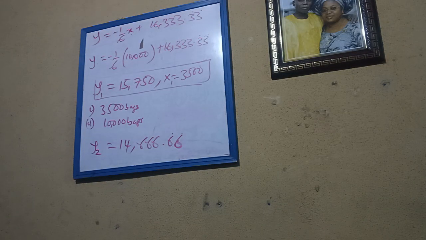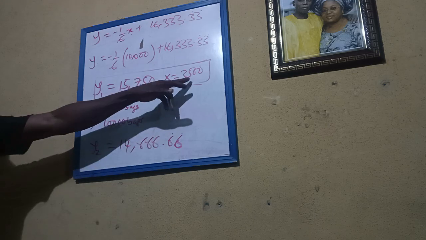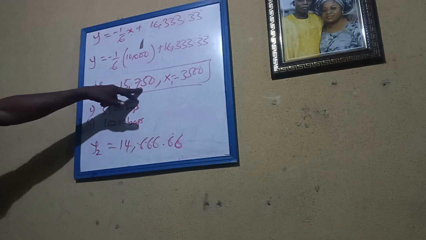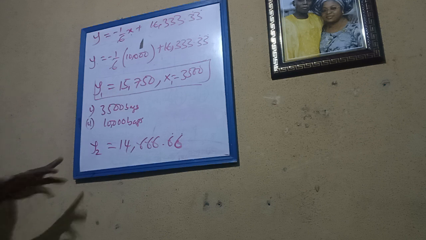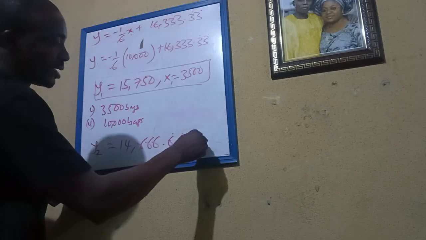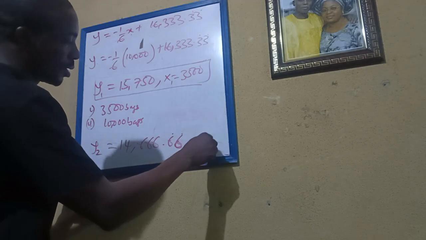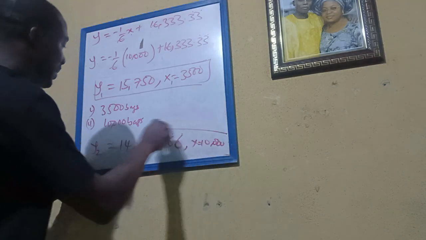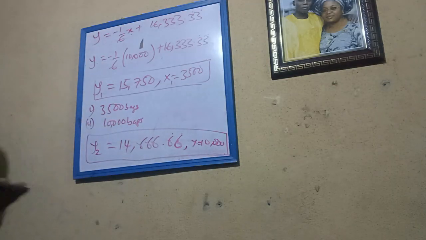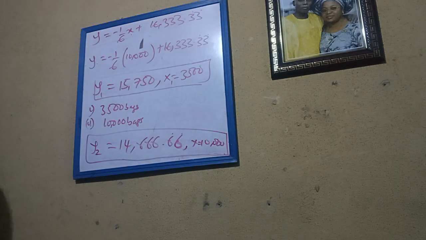Don't forget that when we have 3,005 bags, the price will be 15,750, or very close approximately. And then when we have 10,000 bags, for x equal to 10,000 bags, the price of one bag will drop to 14,667 approximately. So that is that.